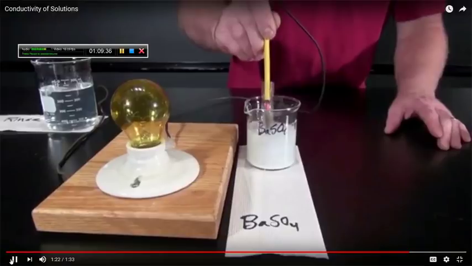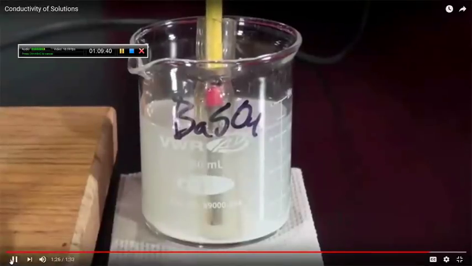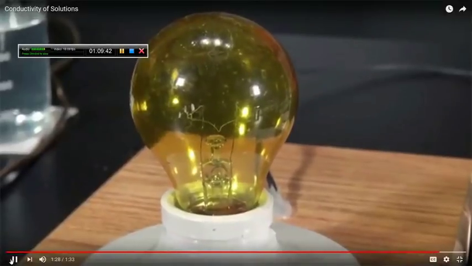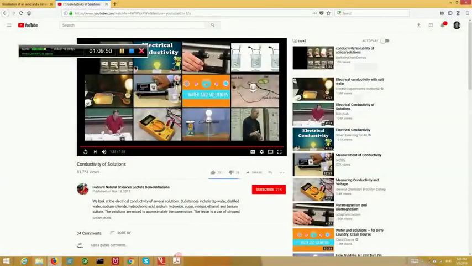And then this is an insoluble ionic compound. So it's an ionic compound, but it doesn't actually dissolve. And we see that in a compound that doesn't dissolve, you don't see the light bulb lighting up. So the compound has to actually be dissolved in water for that to happen. So that gives us then two different types of solutions here.